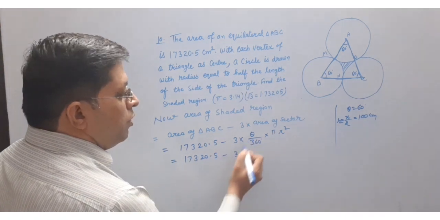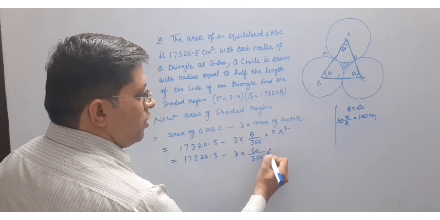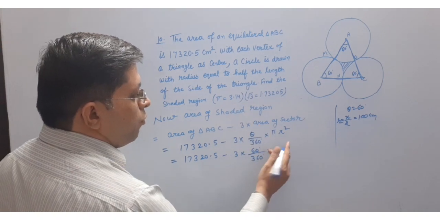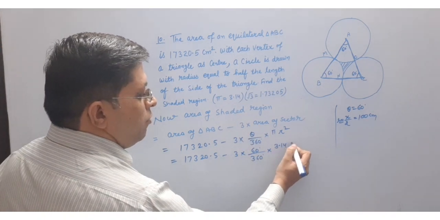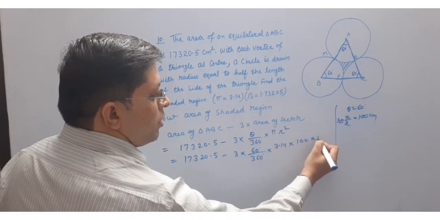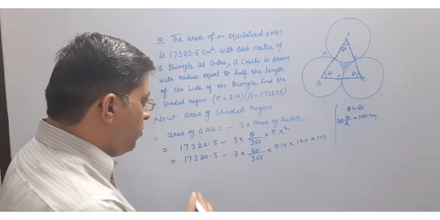3 into theta is what? 60 degree upon 360 degree. Value of pi is given to you, 3.14. Put here 3.14. And r is your 100, no? Then 2 times 100 will come. Okay. Then try to simplify it.